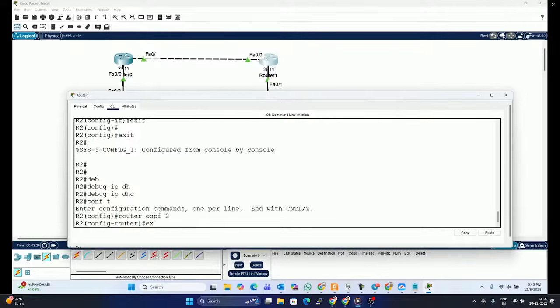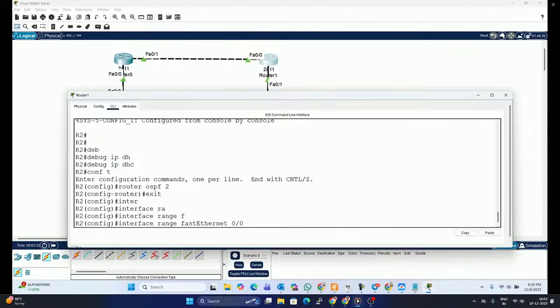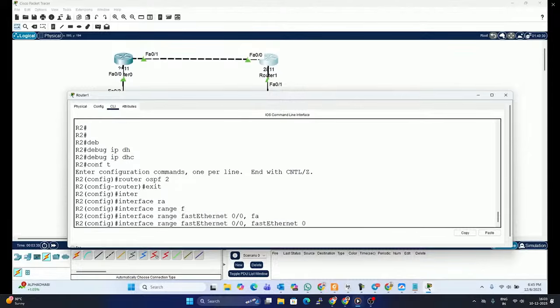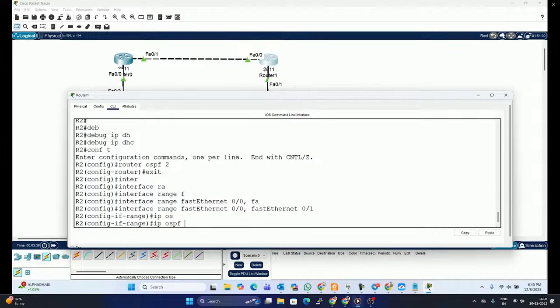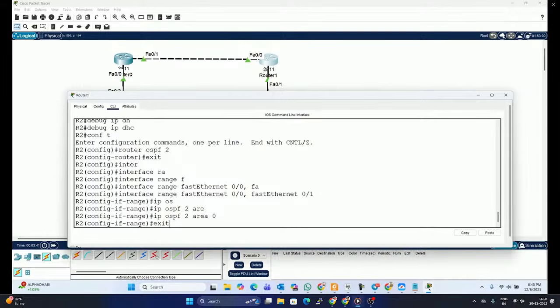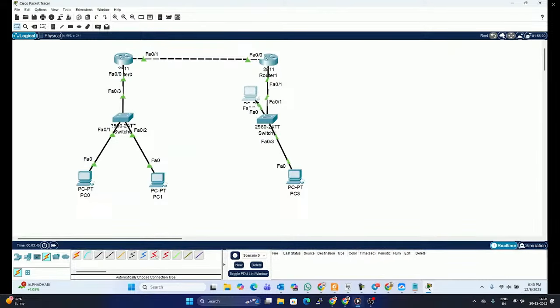Router OSPF 2, interface range FastEthernet 0/0, FastEthernet 0/1, ip ospf 2 area 0. Because you have to make sure that once this user sends a DHCP discover to the router, it will convert it to unicast. It needs to be reachable to the router.